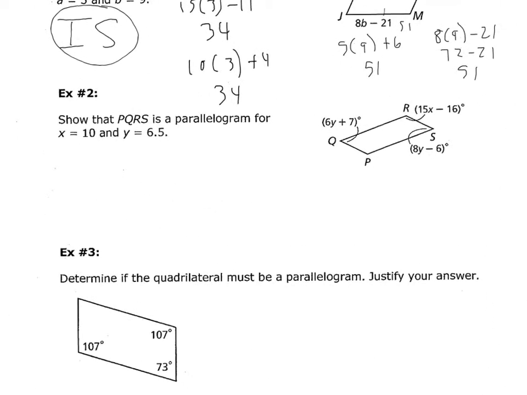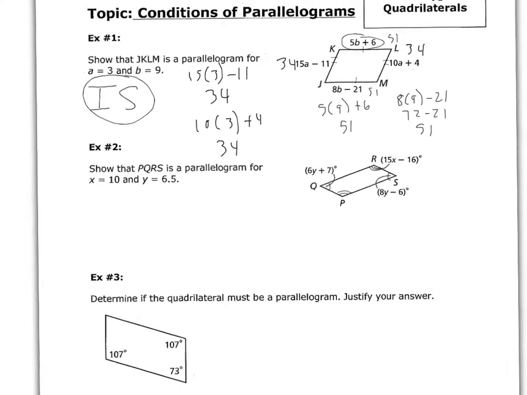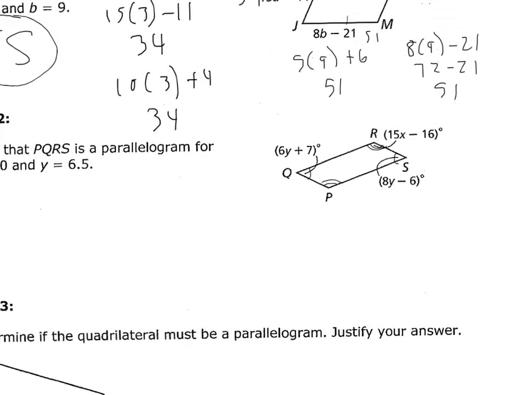Number two, we want to decide if PQRS is a parallelogram, and we need to figure out if opposite angles are congruent this time. If opposite angles are congruent, then you have a parallelogram. So this time our x is 10. Actually, let's plug in for our y's first. Our y is 6.5.